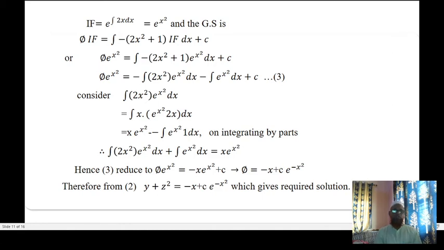And the general solution is phi into integrating factor equal to integration of Q on the right hand side, minus of 2x square plus 1 into integrating factor into dx plus c. So phi e raised to x square equals integration of minus of 2x square plus 1 into e raised to x square dx. Separating the terms, phi e raised to x square equals minus of bracket 2x square e raised to x square dx minus e raised to x square dx plus 1.